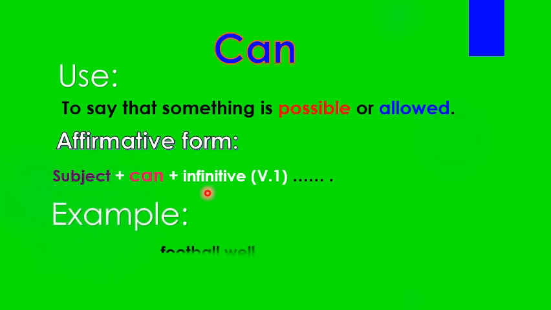Here we have an example. So you can play football well. So here I'm talking about the ability. إذا هنا أتحدث عن القدرة. So you can play. هل تستطيع لعب كرة القدم جيدا؟ إنه يستطيع لعب كرة القدم جيدا. إذا هنا I'm talking about possible الإمكانية.